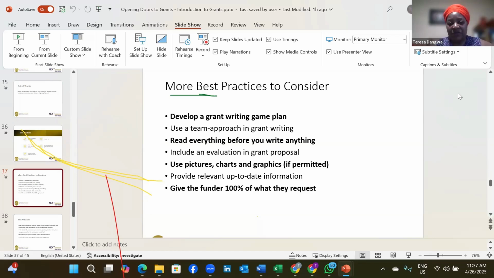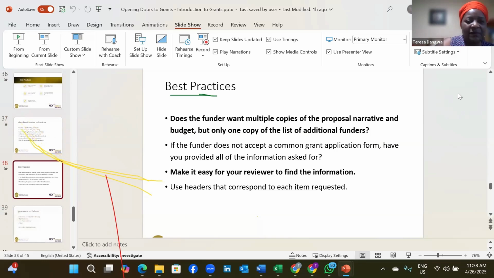So read everything before you write anything. Read all the instructions before you write anything. Include an evaluation in the grant proposal. Use pictures, charts, and graphics if they are permitted. Provide relevant, up-to-date information and data. Give the funder 100% of what they have requested. Give them all that they have requested.